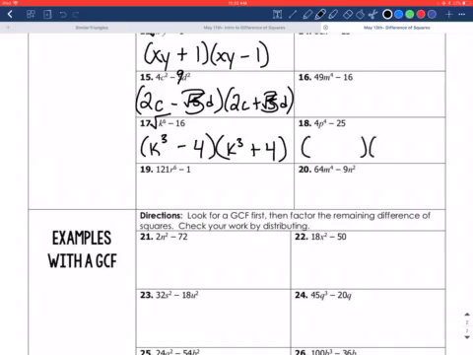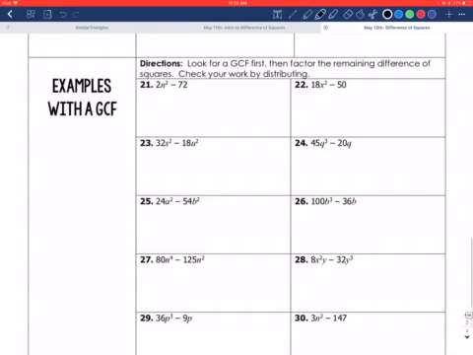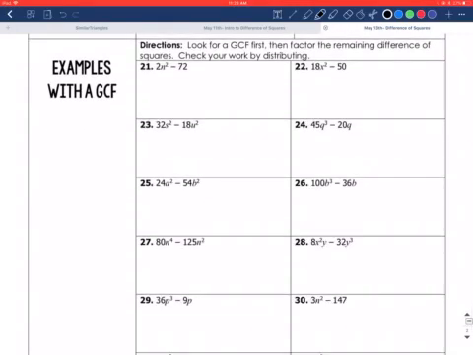So if I had something like 18, and I square rooted this one, which is p to the 4th power, that will be p to the 2nd. So you just take half of whatever exponent it is. And then they're going to give you some with a GCF. So be very careful with these. I'll do some of the difficult ones.